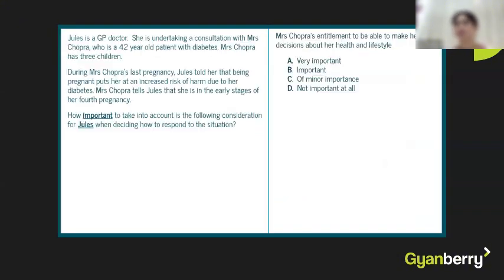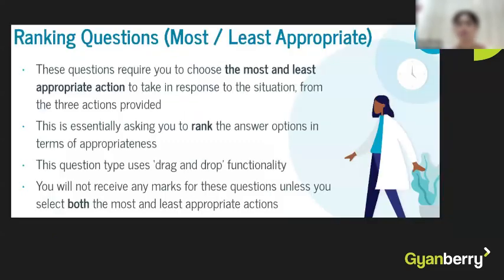For example, in a situation like that, you have to read the passage and look at the question, how important it is to take into account the situation. So very important, important, minor importance, and not important at all.